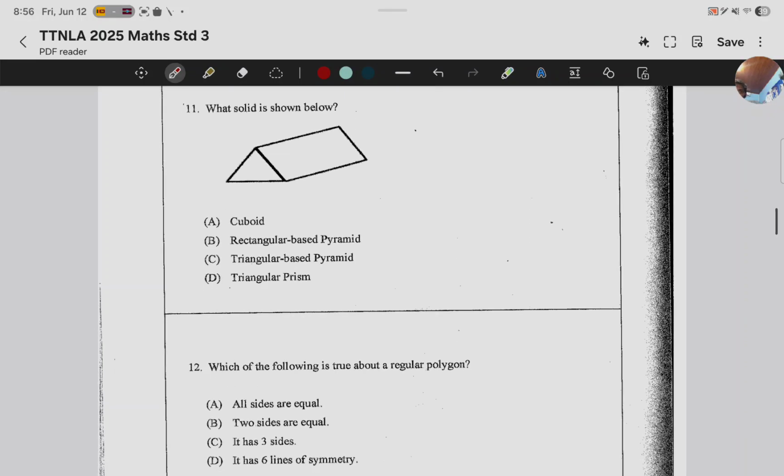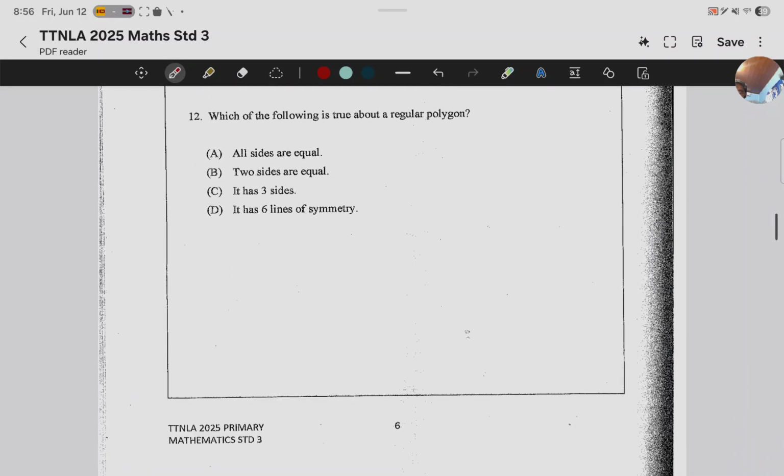What solid is shown below? This is a triangular prism. Which of the following is true about a regular polygon? All sides are equal. It is regular, so that means all sides are equal.